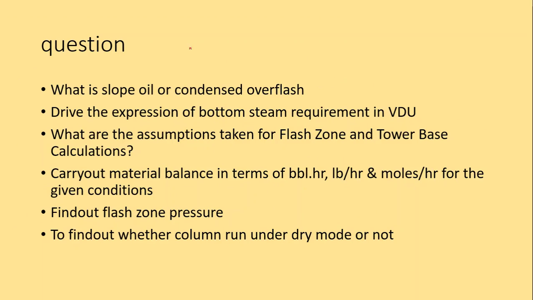These are some questions that can arise during the calculations. For example, what is the slope? Are all the streams condensed or flashed? Derive the expressions for the bottom stream required in the video. What are the assumptions taken for flash and tower based calculations? Carry out the material balance in terms of barrels per hour, pounds per hour, moles per hour for the given conditions. Find out flash zone pressures. Find out whether the column runs under dry or wet mode. These questions we will solve later on. Otherwise, most questions can be solved by the given video.